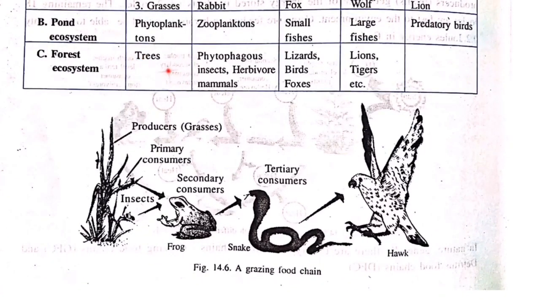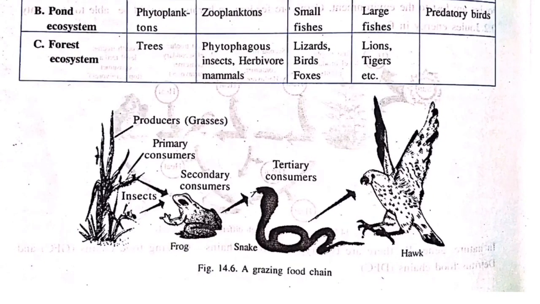Large trees are the primary producers. From there, herbivores, mammals keep eating the trees. Then they are eaten up by the lizards, birds and foxes. Then they are eaten up by the lions, tigers and so on. So here, see what happens in a diagrammatic representation.